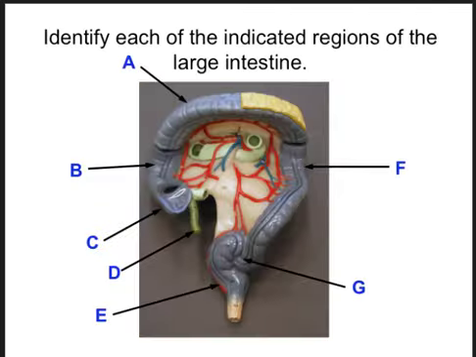Next question. Identify each indicated region of the large intestine. A is pointing to the transverse colon. B is pointing to the right colic flexure. C is pointing to the cecum. D is pointing to the appendix. E is pointing to the rectum. F is pointing to the left colic flexure. And G is pointing to the sigmoid colon. Again, note the S shape.